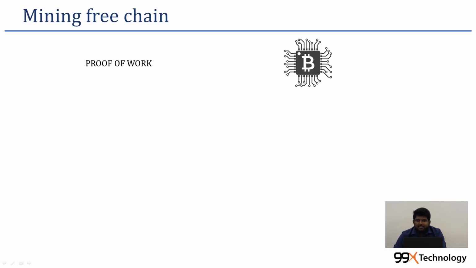One of the things Ethereum and Bitcoin use is proof of work, which is what I mentioned before. But there are other consensus algorithms like proof of stake.